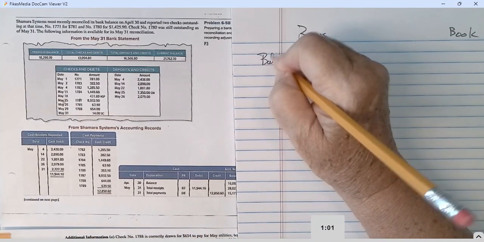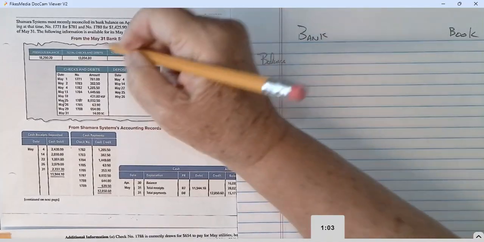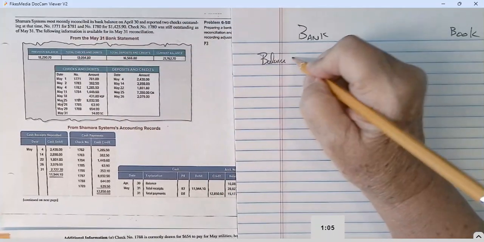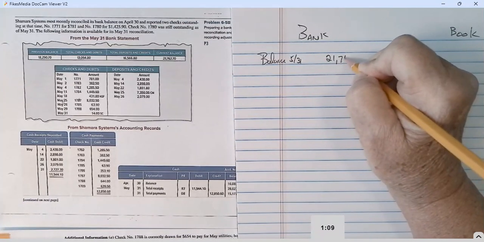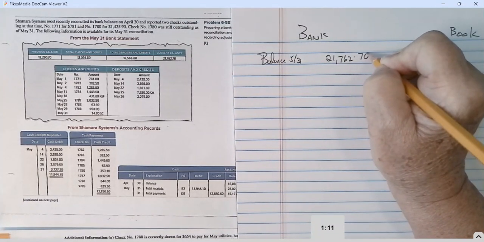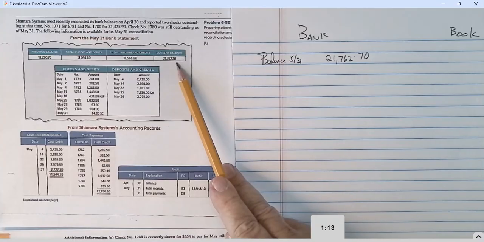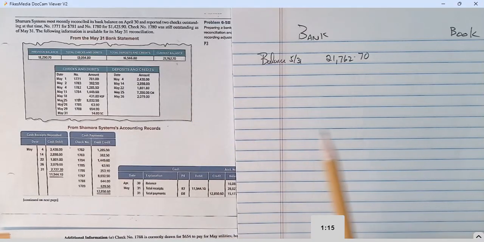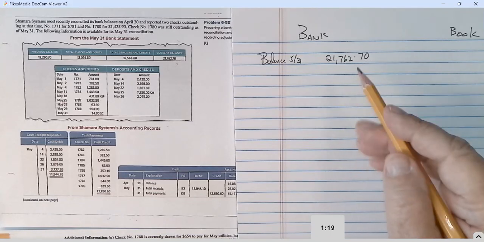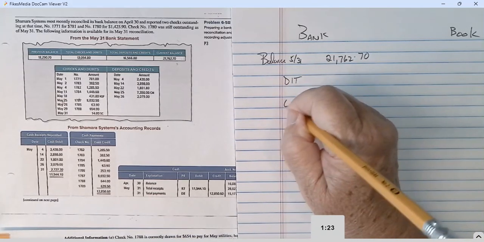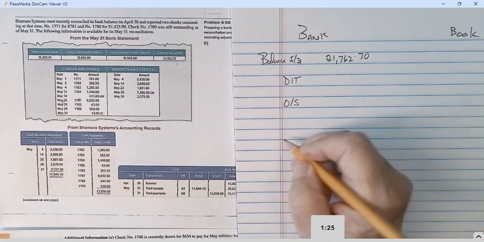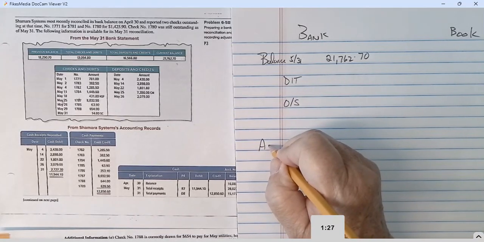I need my balance as of 5/31, 21,762.70. Okay, I found that right there. So this actually could be a TBS on a screen that you're pulling the numbers from. And now I look for deposits in transit, and I'm going to put my framework here for outstanding checks and adjusted.